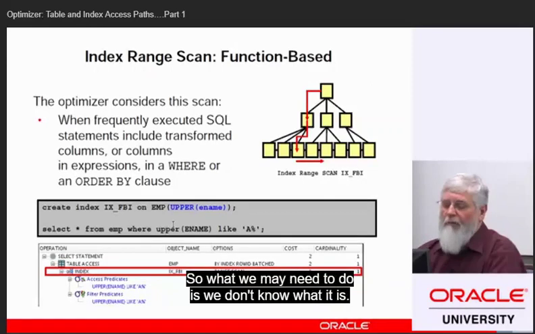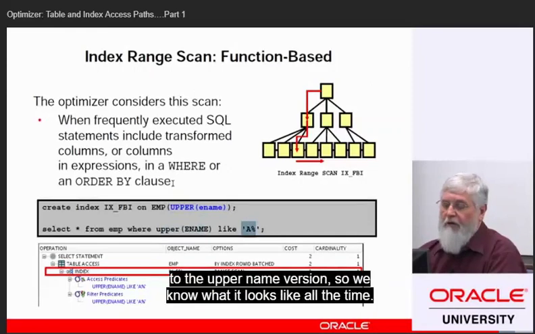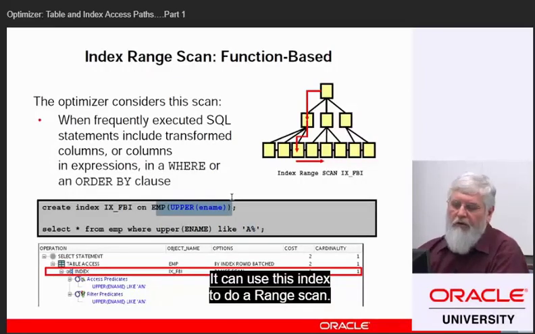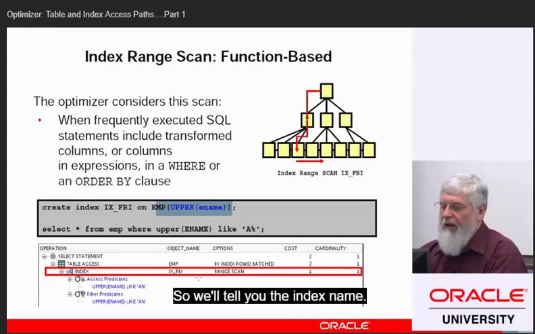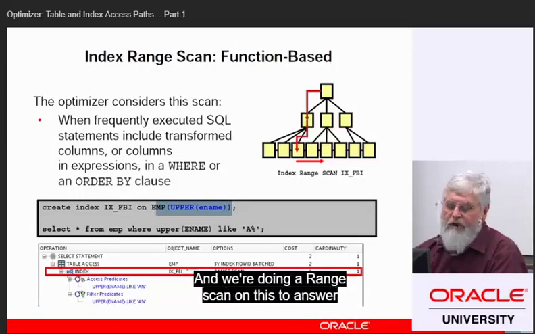If we use a regular index on the employee name, it won't work. We create a function-based index that can use this index to do a range scan. So we'll tell you the index name, they just call it FBI for function-based index. And we're doing a range scan on this to answer the query, upper name like %. And that's what we're filtering the data with on this particular index, our access filter.